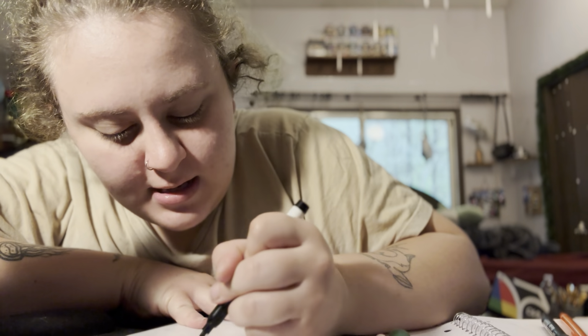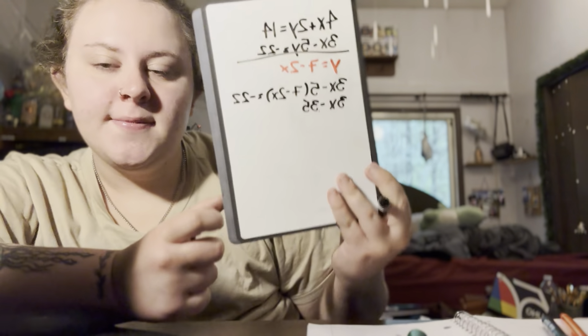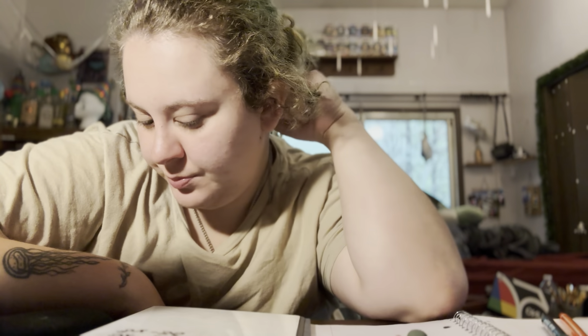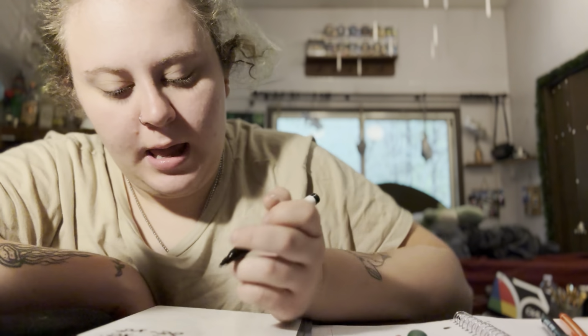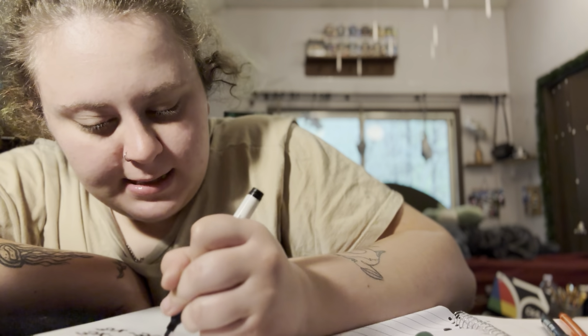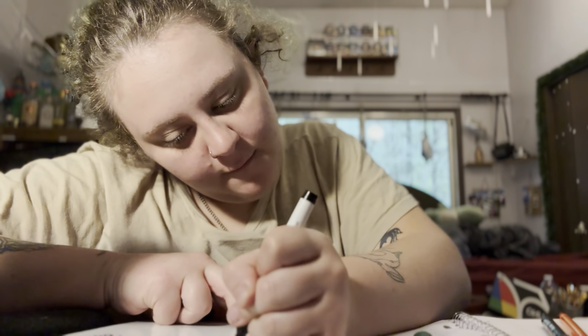3x minus 5 times 7. 35. Good. And what's a negative 5 times negative 2? Because there it's a minus 5. So what is negative 5 times negative 2? Okay, perfect. Plus 10x equals negative 22.